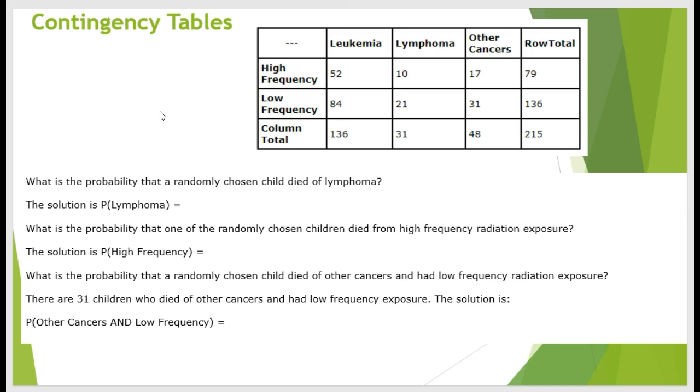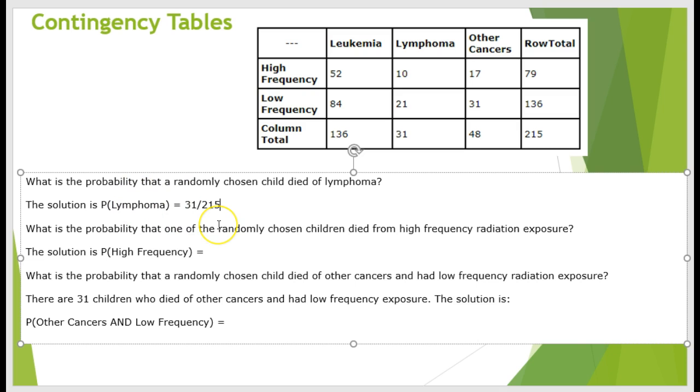What is the probability that a randomly chosen child died of lymphoma? So what we are going to do is come to the lymphoma column and go down to our total. A total of 31 died of lymphoma. So the probability that a randomly chosen child died of lymphoma is 31 out of the total number of 215.